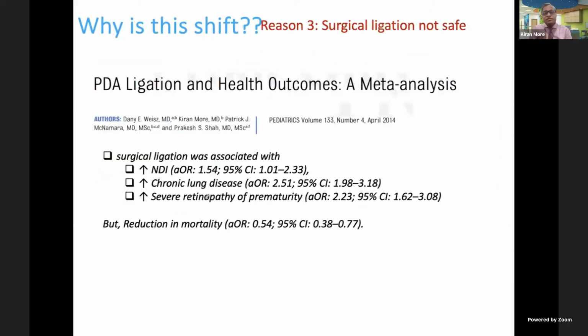The other reason for this conservative approach is that ligation may not be very safe, and there are a lot of complications associated with ligation. Also, in one of the meta-analyses we published about 10 years ago, there is an increased risk of poor neurodevelopmental outcome, BPD, and severe ROP in the babies who undergo ligation. Although it is associated with the reduction of mortality, so there is a trade-off. You reduce the mortality, but you end up having significant issues.